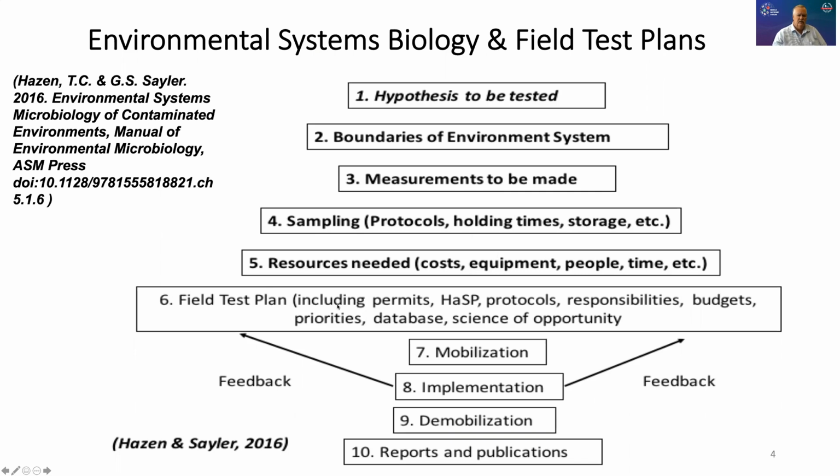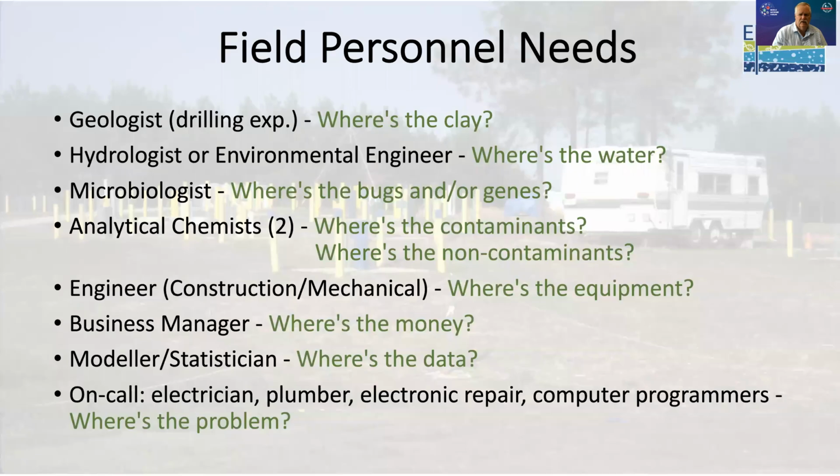time, and a field test plan, including permits, hazardous sampling plans and safety plans, protocols, responsibilities, budgets, priorities, databases, data management, and science of opportunity. You would then go to mobilization, and finally to implementation, where you would provide feedback to the field test plan and where it needed to be modified. Finally, you would demobilize and then do reports and publications. So that's the basic scenario that we need to go through.